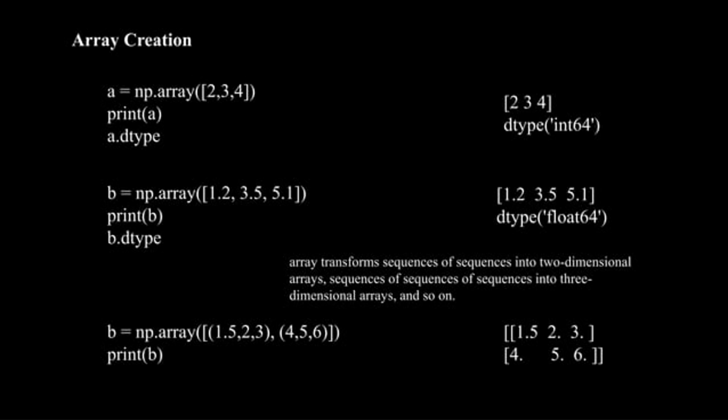Now, array transforms sequences of sequences into two-dimensional arrays, sequences of sequences of sequences into three-dimensional arrays, and so on. Now another example, b equals np.array. We took a list: in one set of square brackets we took a floating point and an integer, and in the other one we just took integers. What will be printed? See, that's b: 1.5, 2, 3 and 4, 5, 6.